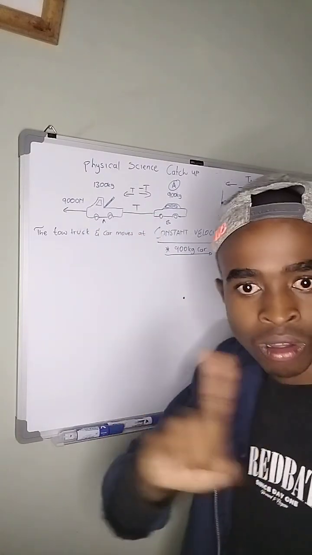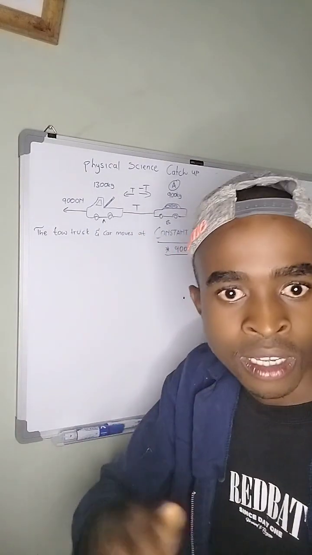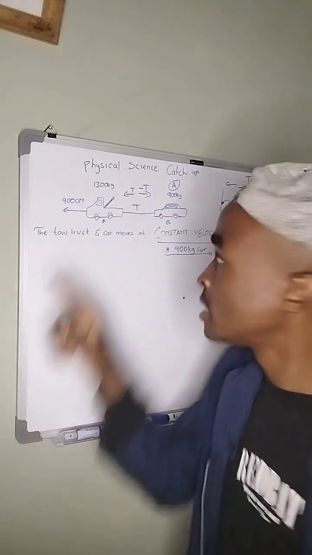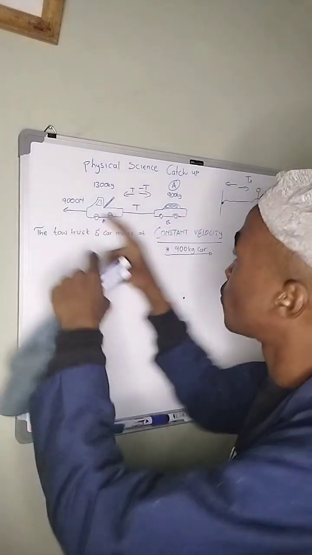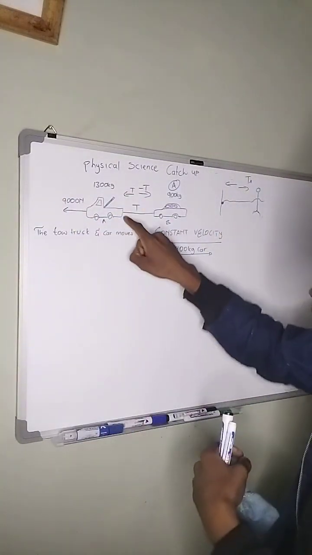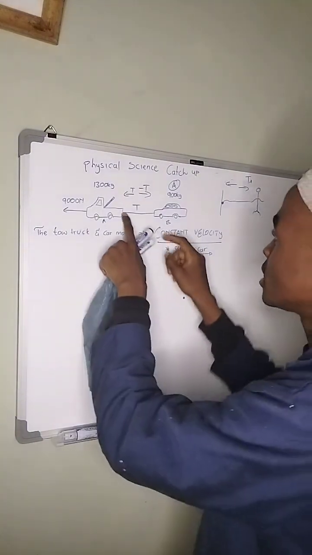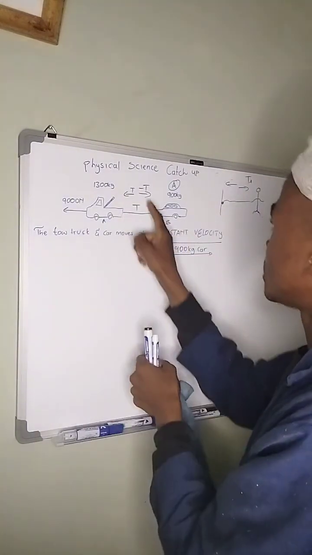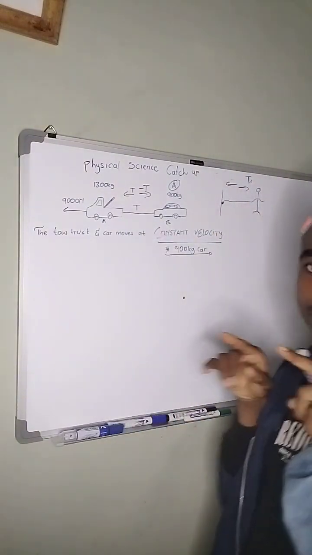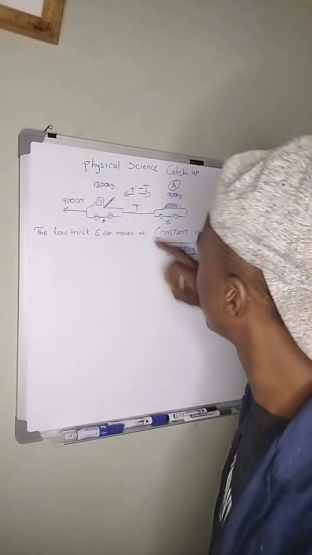No applied force here. This guy doesn't cause this guy to move. This guy is responsible for this guy to move. But this guy is connected with the string. The string connects this edge and that edge, and that's why we have the tension. So this car is moving forward relative to this tension.